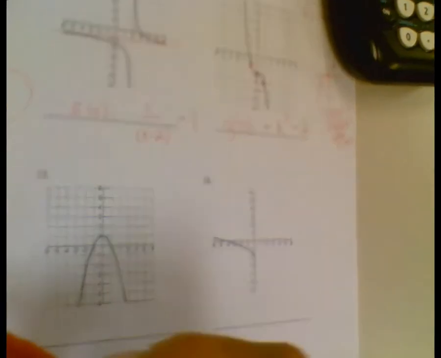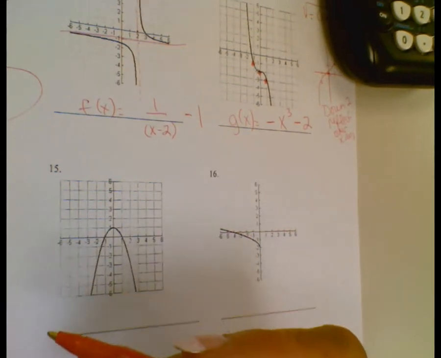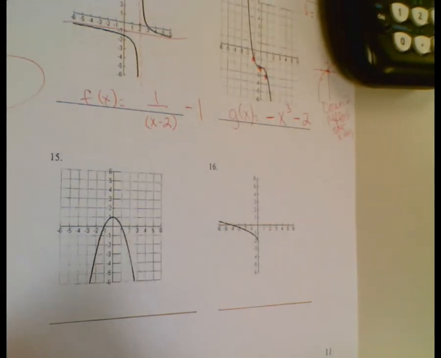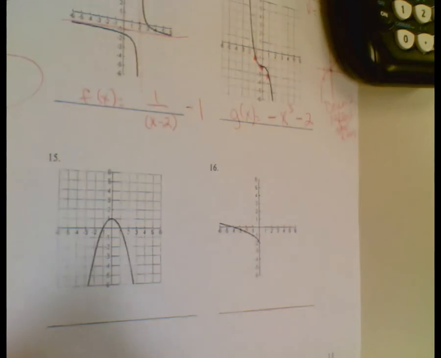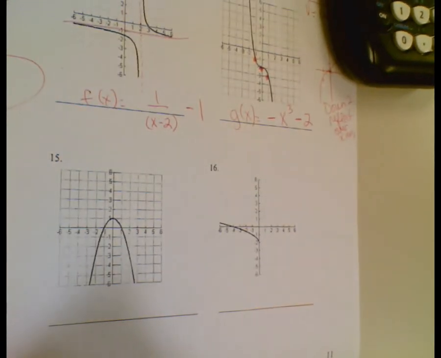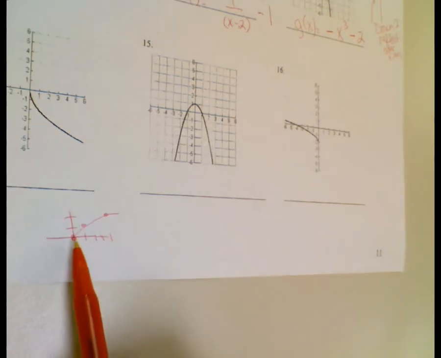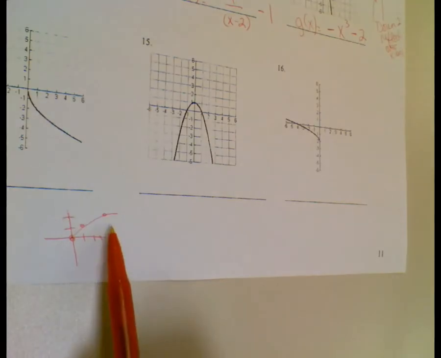Okay, so this one looks like a square root function that has been reflected over the x-axis. So usually it looks like this, over 1 up 1 and over 4 up 2. Look up on the board, that's what the parent graph looks like. You can't see what I'm doing right now, so let me show you. This is the parent graph: 0, 0, over 1 up 1, over 4 up 2, because the square root of 4 is 2.